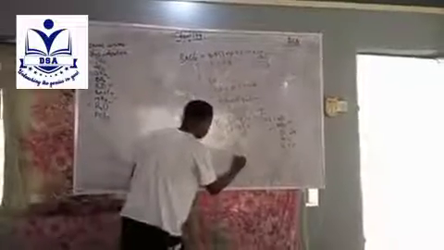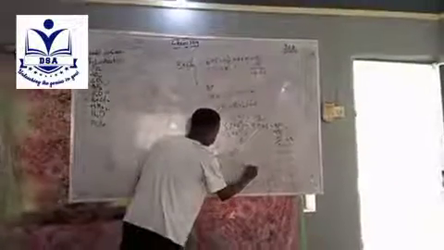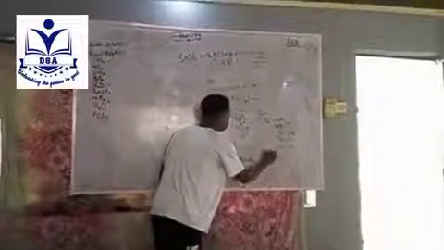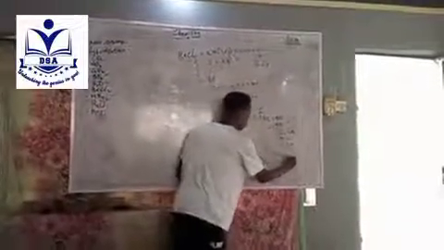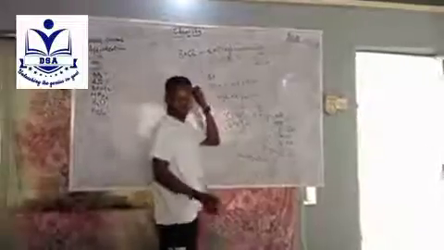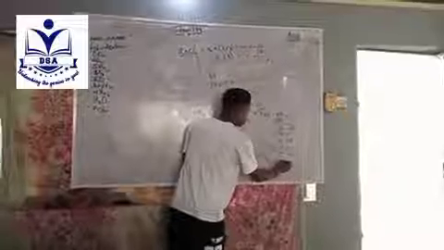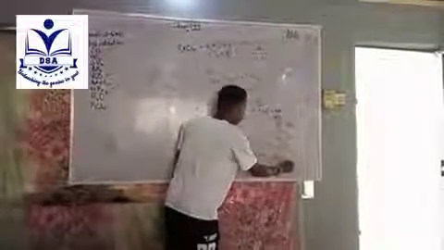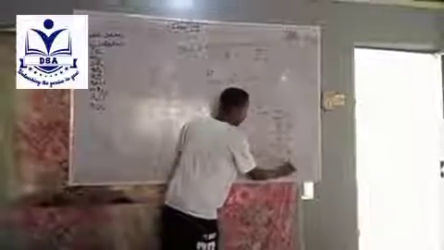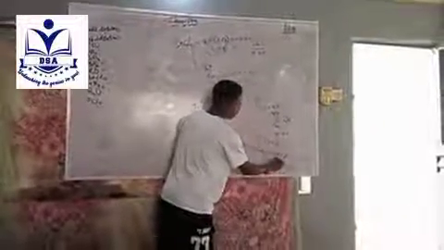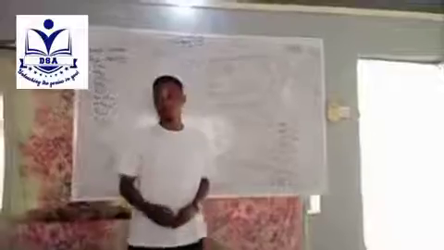So hybridization will be what? Total electron pair will be 5 plus 0, which is 5. So hybridization is going to be sp, that's 1, 2, 3, 4, 5. So this is what? sp3d. I believe you should get that.